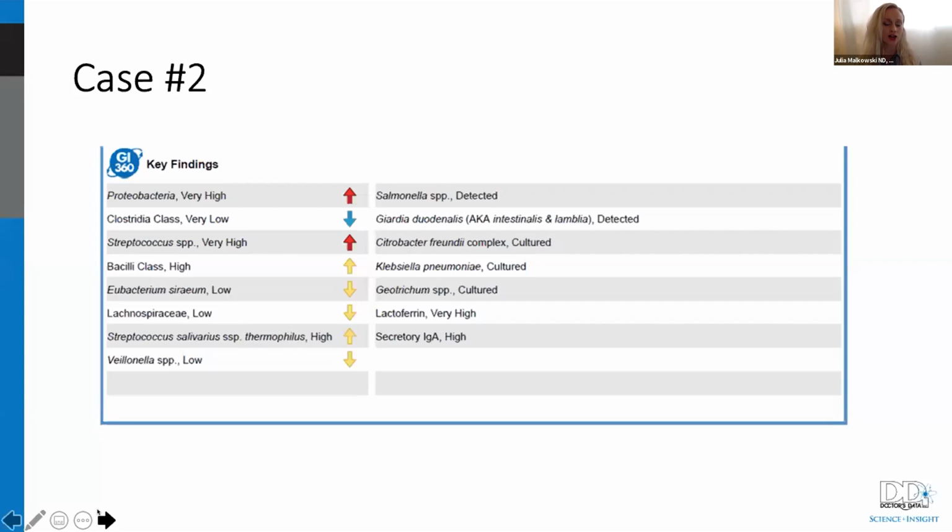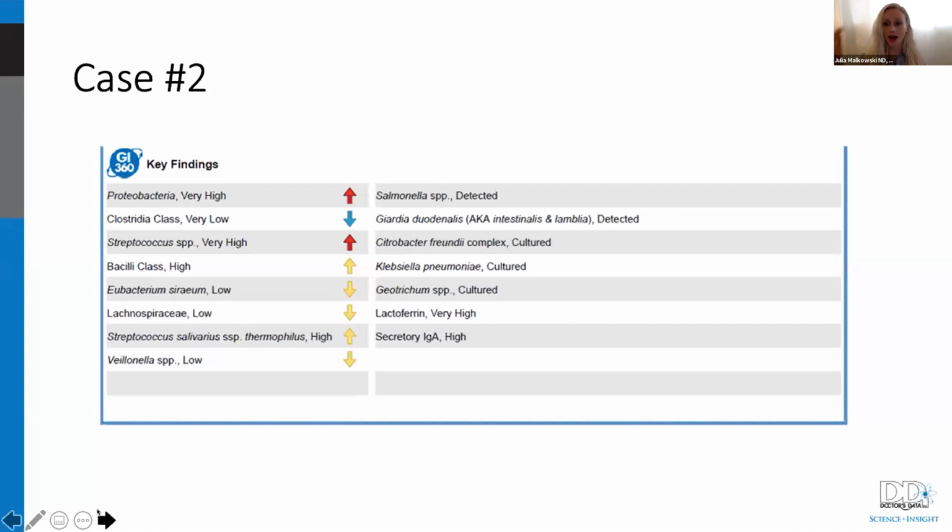And we do have a higher Streptococcus and a lower Veillonella species. The Veillonella species is an interesting species. It is associated with IBS and the gas and bloating and pain of IBS when it's elevated. Not the case here, but interesting to note.